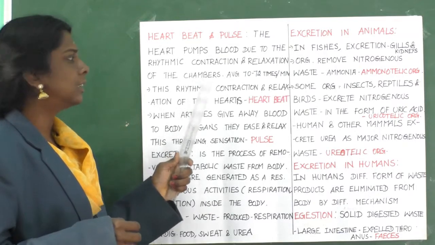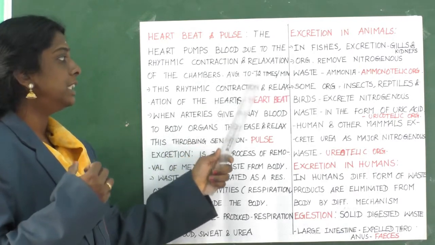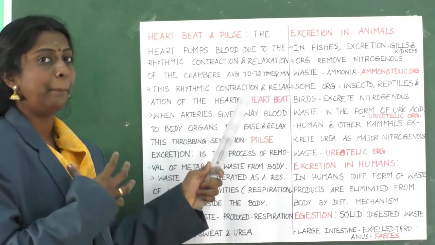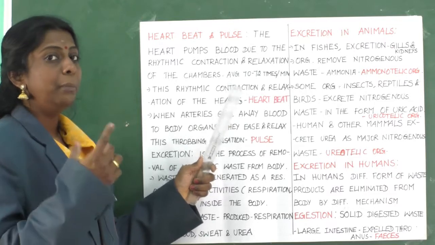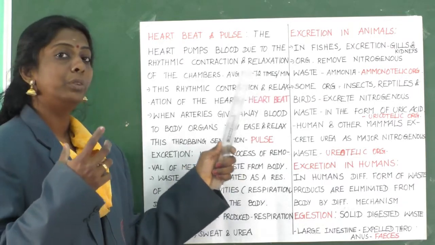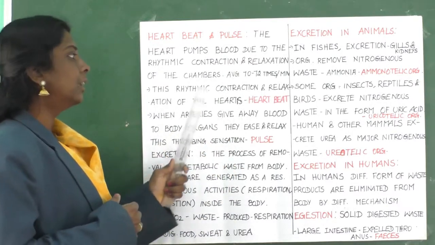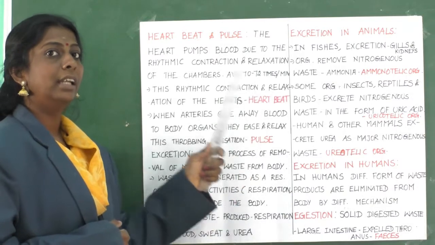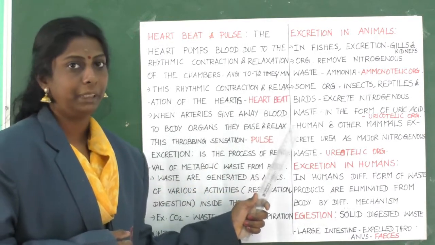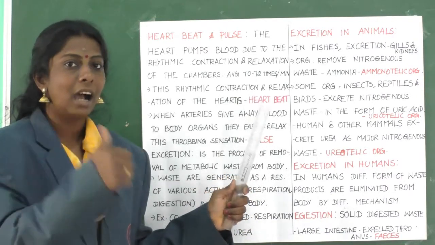So, on average, it will beat 70 to 72 times per minute. The heart will beat approximately 70 to 72 times in 1 minute. This rhythmic contraction and relaxation of the heart is said to be heartbeat.